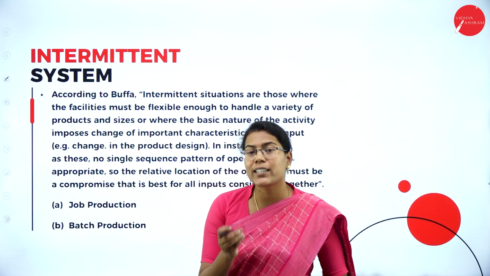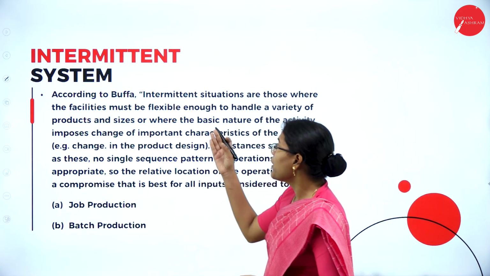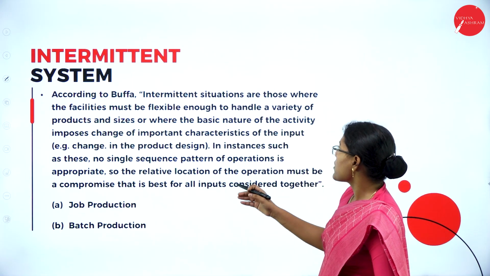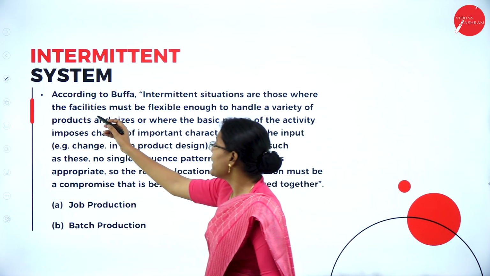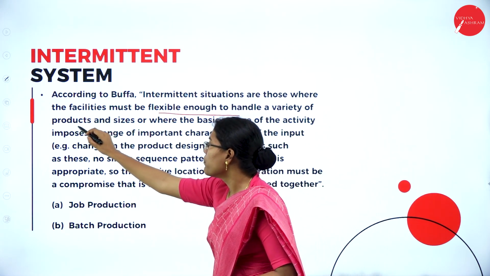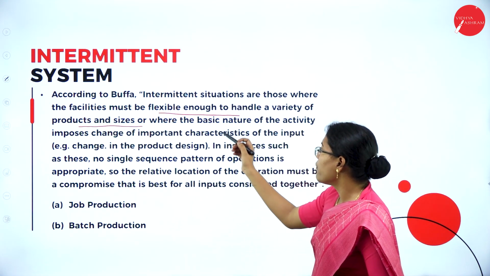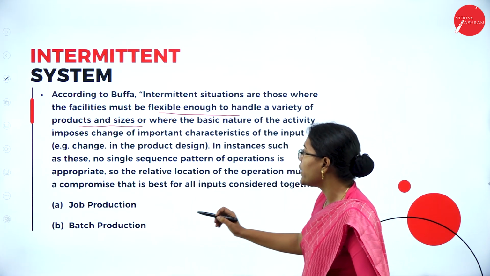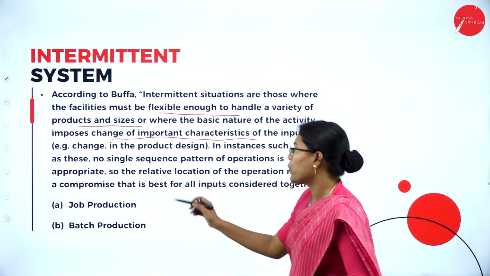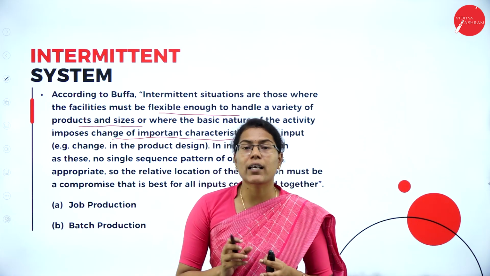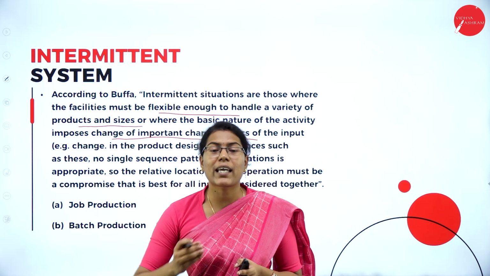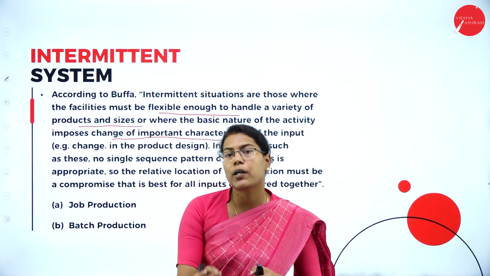One more important type of production system is the intermittent system. According to Buffa, intermittent situations are those where the facilities must be flexible enough to handle a variety of products and sizes, or where the basic nature of the activity imposes change of important characteristics of the input. That means the production system is so flexible that you can make any changes you want in that particular product.